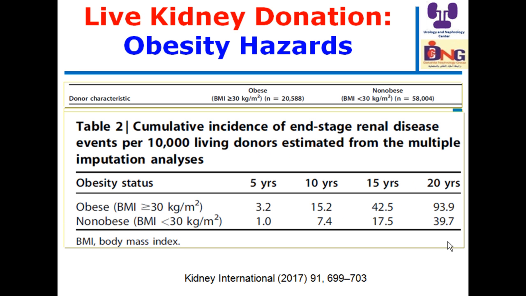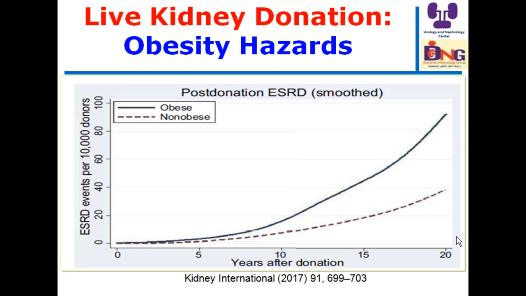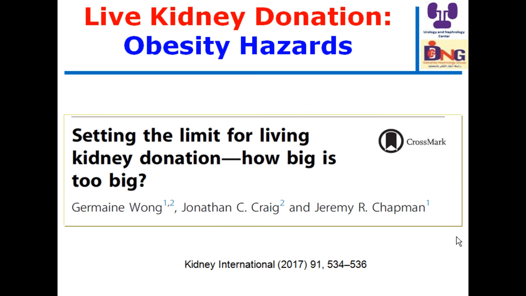Regarding obesity, this is the obese donor, non-obese donors, and this large number of donors. Here, the risk of end-stage disease increased through the years. Here, in the obese, after 5 years, 3.2, 15.2 per 10,000, and here 42.5, and this is 90 versus 39. So this is after 10 years. This is a cumulative incidence of end-stage kidney disease per 10,000 live donors, estimated with multiple imputation, and this is a curve of obese and non-obese. So we should do our best to avoid obesity in kidney donation.